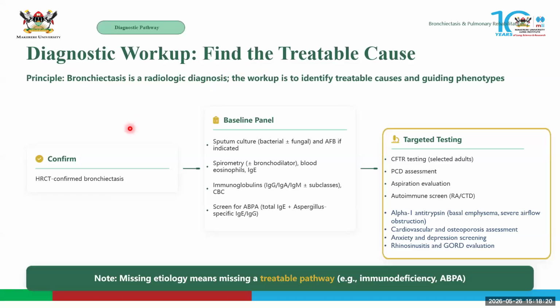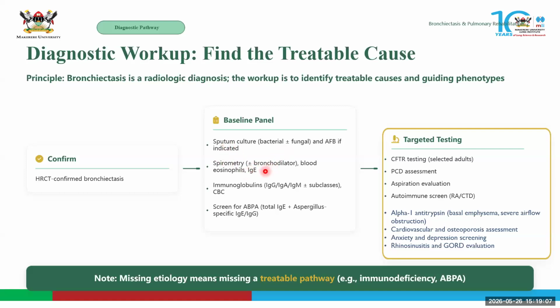So with these patients, once you have confirmed from the HRCT, you need to go back and do the different investigations, from baseline investigations like the inflammatory panels from CBC, CRP, ESR, doing a sputum culture and sensitivity, doing the immunoglobulins if you want to rule out the immunodeficiencies, and also screening for aspergillus and other possible fungal colonizers due to the given cascade.